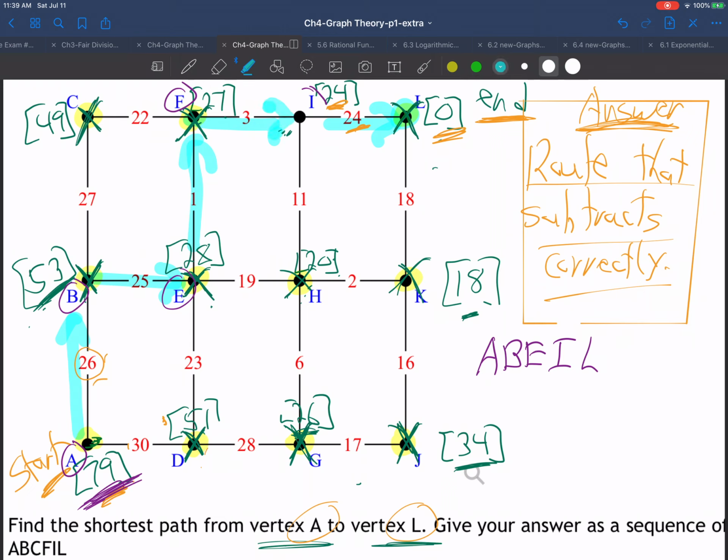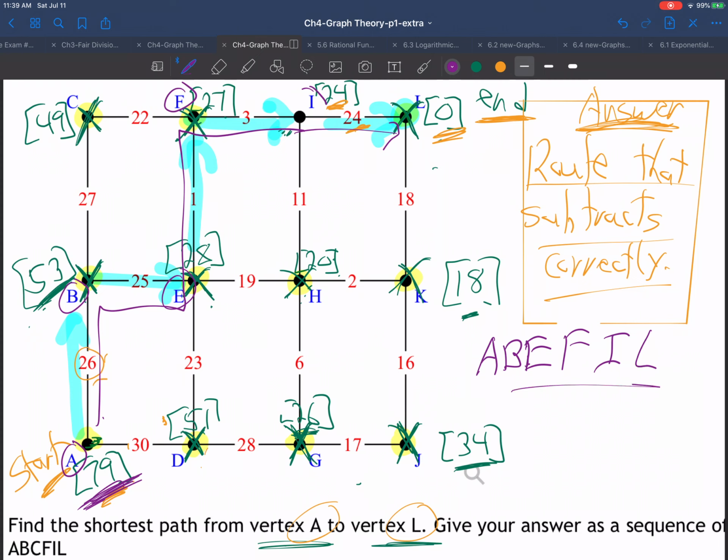A, B, E. Wait, did I forget the F? I'm being so dumb here. Let's try this again. A, B, E, right? A, B, E, F, I. A, B, E, F, I, L. There we go. There is the right answer to this question. And it's a total trip of 79 minutes. It's the shortest route to get from A to L.